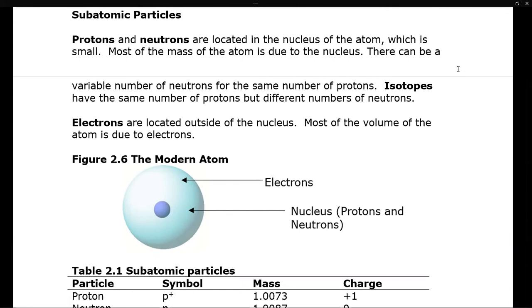Isotopes have the same number of protons, but they have a different number of neutrons, meaning that the atoms have slightly different masses. The electrons are located outside the nucleus, and most of the volume of the atom is due to the electrons. Remember, in the previous presentation, we said the Rutherford atom was mostly empty space. That mostly empty space has sparsely populated electrons, but that's it.